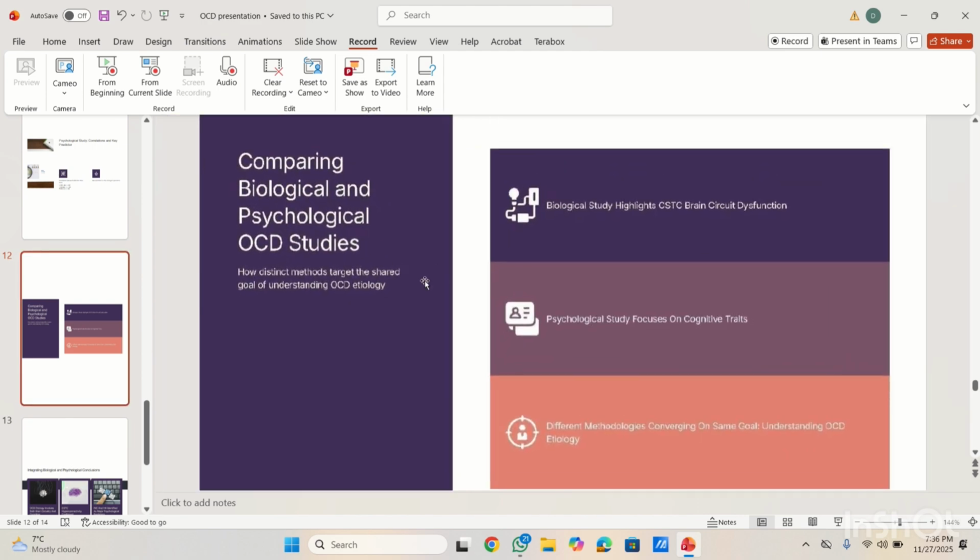Comparison between the psychological and the biological perspective. The biological study explains OCD at the brain level, showing that abnormal communication in CSTC regions may cause or maintain compulsive behavior. The psychological study explains OCD at the cognitive level, showing that certain personality traits and thought patterns are strongly associated with OCD symptoms. Together, these studies give a fuller picture of how OCD develops.